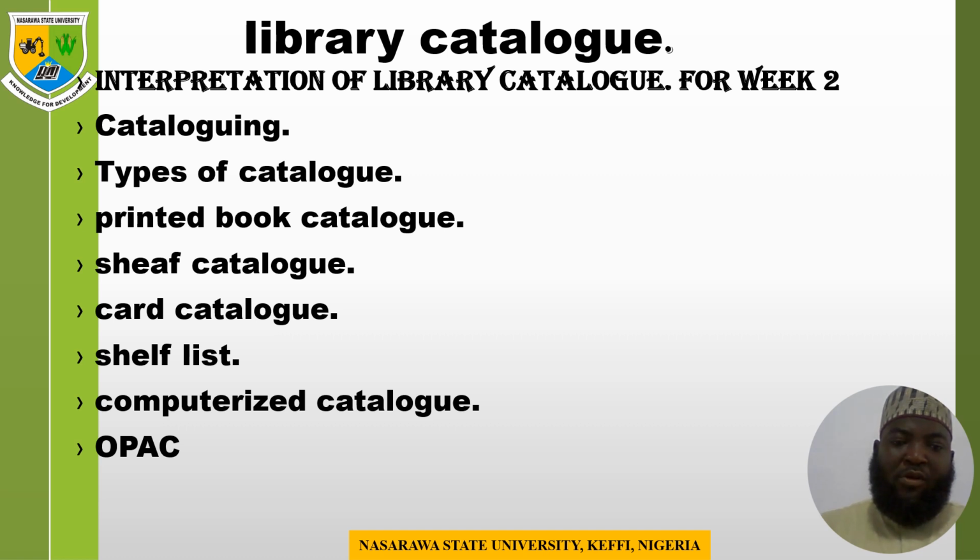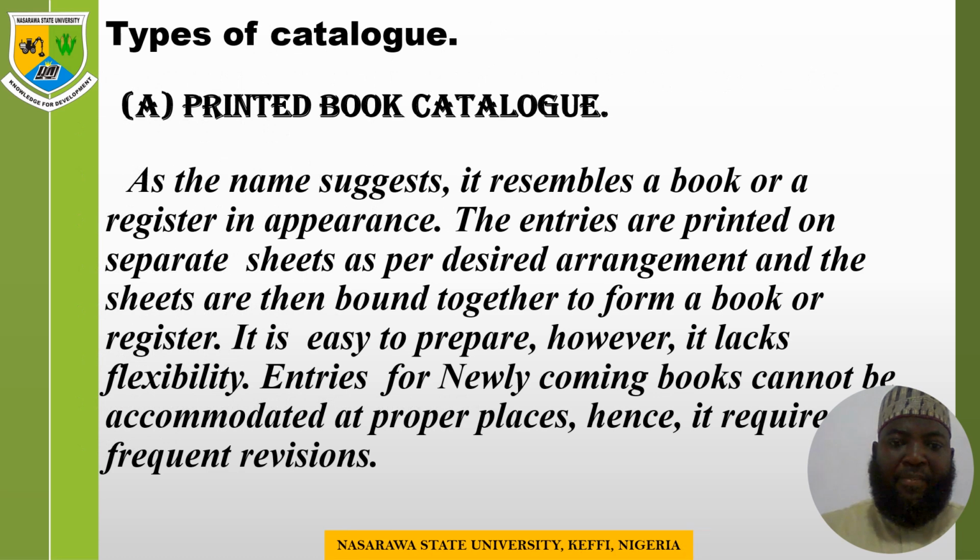When you are talking of the types of catalog, the first one we have is printed book catalog, we have sheet catalog, we have card catalog, we have shelf list, we have computerized catalog, and we have OPAC. And the full meaning of OPAC is online public access catalog. Out of the 6 types of catalog mentioned, we'll be taking them one after the other.